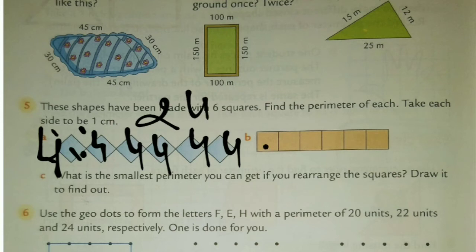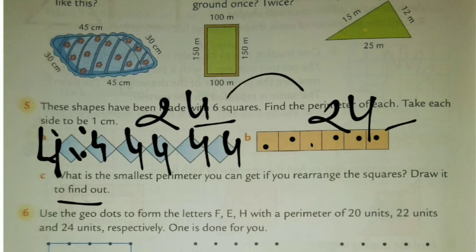Same here, 4, 4, 4, 4, 4, 4. So same here, 24 will come, which is the smallest perimeter you can get if you arrange the squares. Draw it to find out. So you can draw this one, but according to perimeter, both are equal.